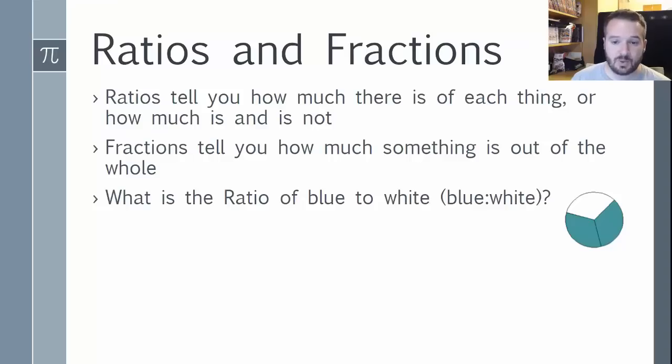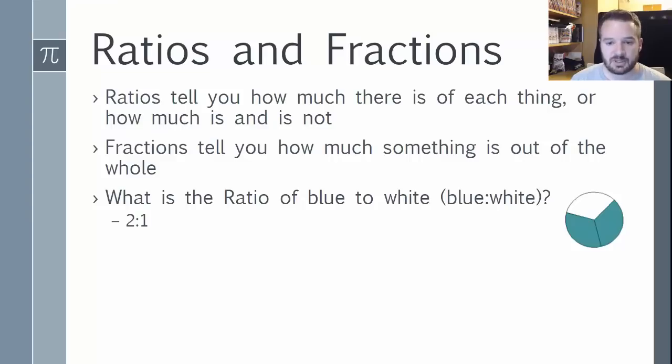And so what is the ratio of blue to white? We want it written there, blue, white in the numbers. And I kind of already gave the answer when I was describing the circle. 2 to 1. 2 parts blue, 1 part white. So that's our ratio of blue to white. And if you wanted to phrase the question, what is the ratio of blue to not blue? How much is blue, how much is not blue? The ratio of blue to not blue would be the same number, 2 to 1.